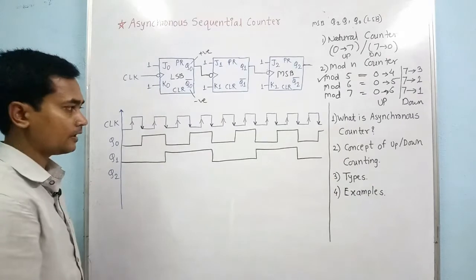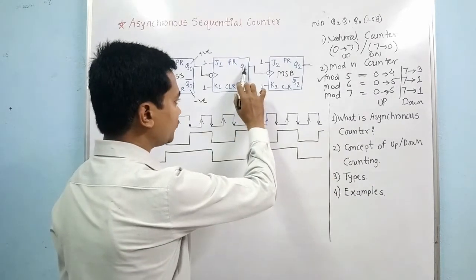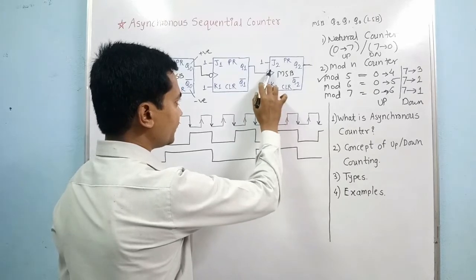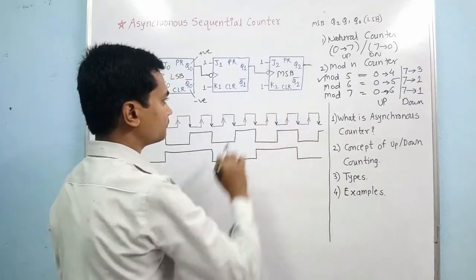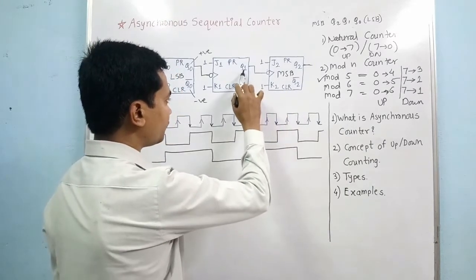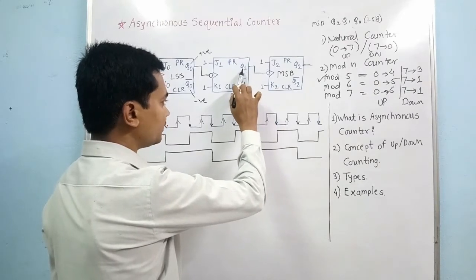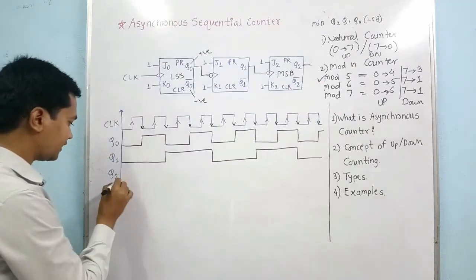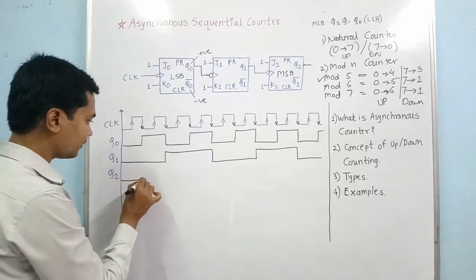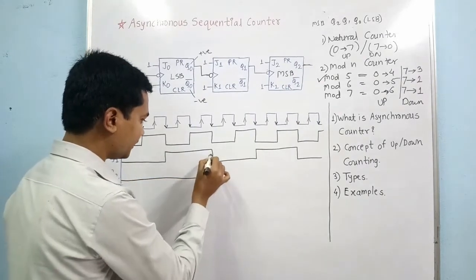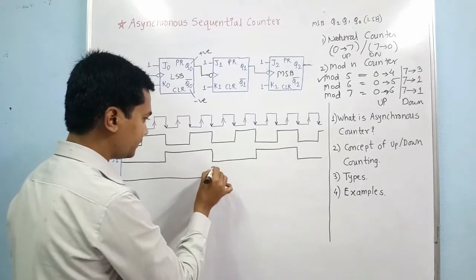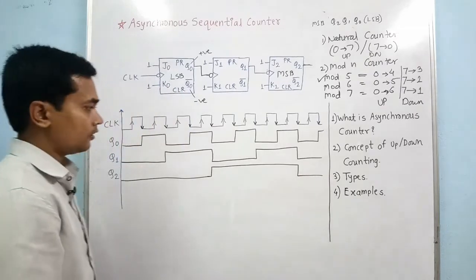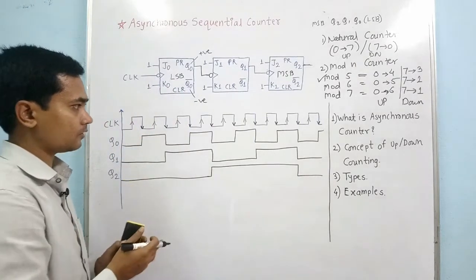Now the Q1 output is connected to flip-flop number 2, which has a negative edge triggered clock. So when the falling edge arrives on Q1, only then will the Q2 status change. Suppose initially Q2 is 0 and the falling edge arrives, so the state will change here. This is how the timing diagram of the up counter looks.